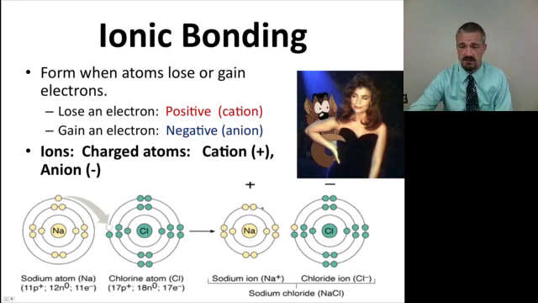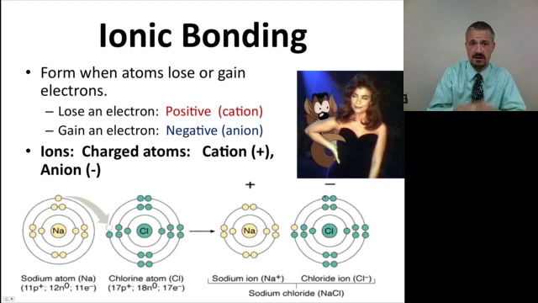You lose an electron over to the chlorine, it becomes negatively charged. The fact that the sodium lost an electron means it's positively charged. These electrical charges, opposite charges, are attracted to one another, and these are bound together.